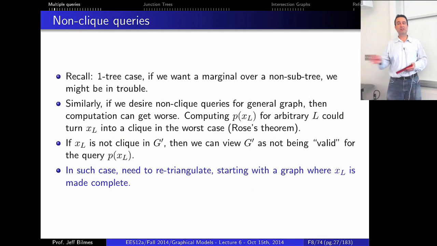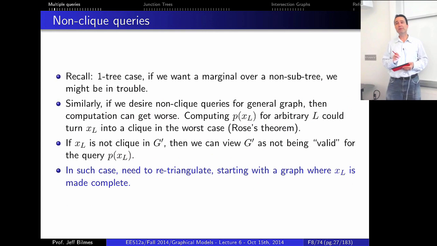What we do is we go back to the original graph, and then we turn L into a clique, not necessarily a max clique, and then we triangulate again, because we know that X of L might be a clique. Once we do that, in the triangulated graph where L has been completed, we're assured that L is going to be a subclique of some clique in the triangulated graph, and we can then do the same thing. So in some sense, the query does change the graph by adding edges effectively.